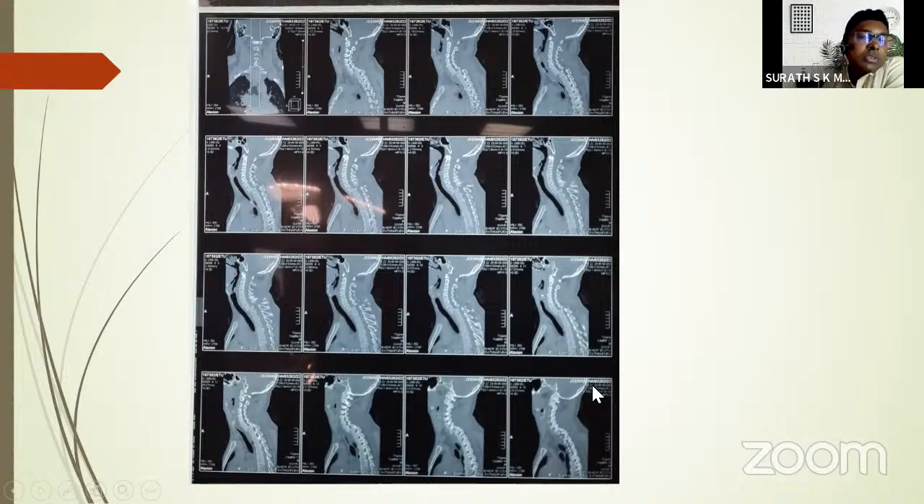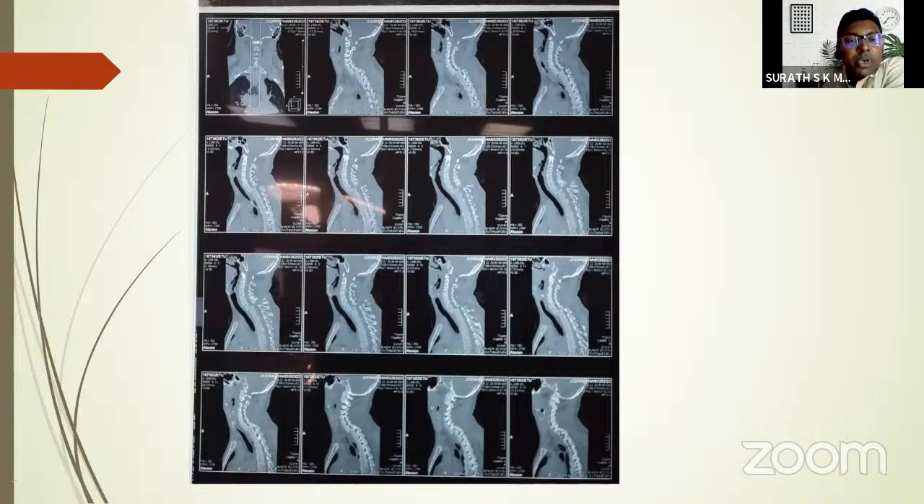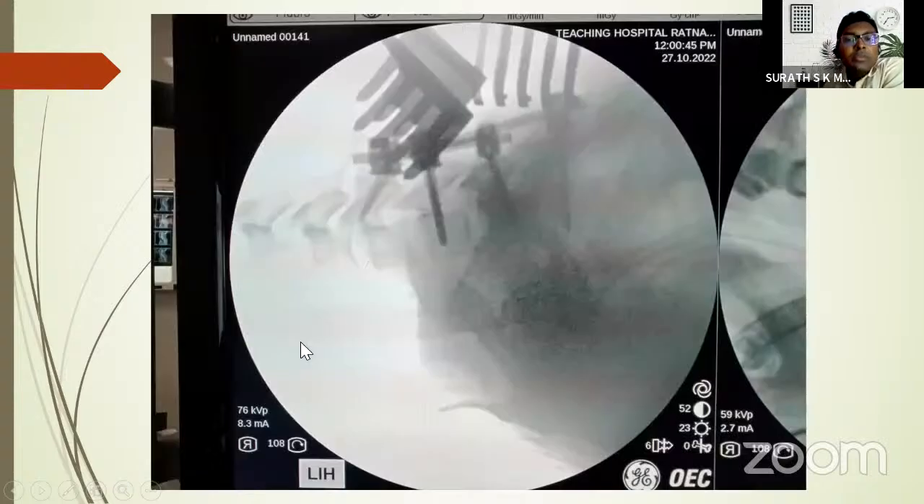So it's a bit of an uncommon case. I have done only 2 cases of C7-T1. The patient was in spinal shock, so obviously junction. So I prefer the posterior approach, and these are the axials. You can see this is what we did today. I did C6 lateral mass, C7 pedicle screws, and T1, T2 pedicle screws.